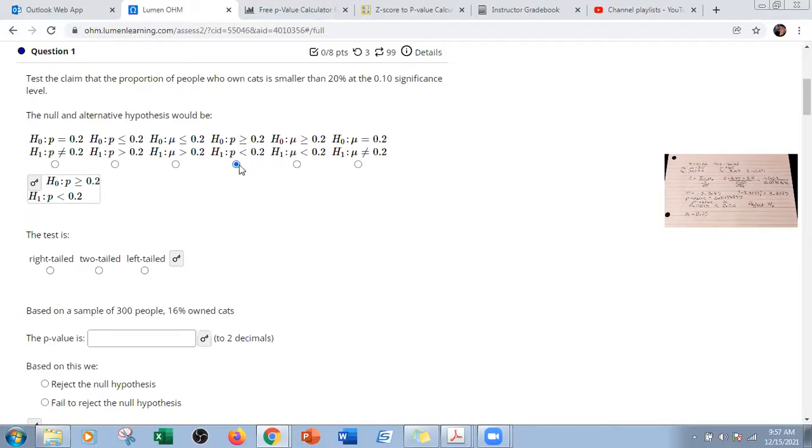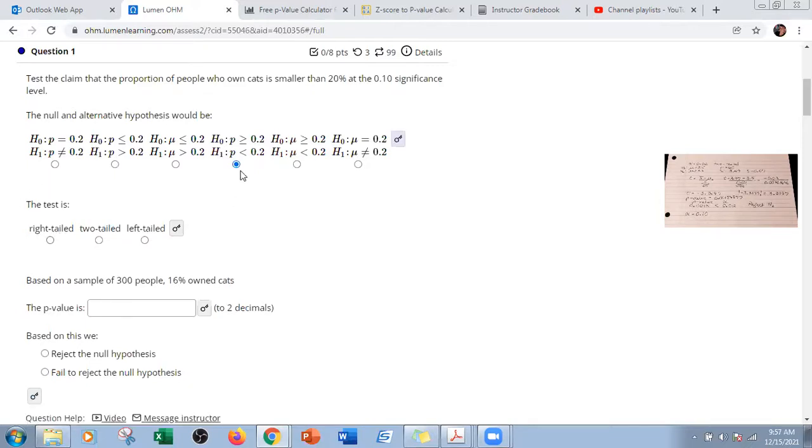These two things should definitely be opposite. Whenever you're selecting them, make sure they're opposites. Okay. So because we're looking at less than, left-tailed, that's our test. It's a one-tailed test. It's a left-tailed test. Based on a sample of 300 people, N is 300, we're told that 16% owned cats.